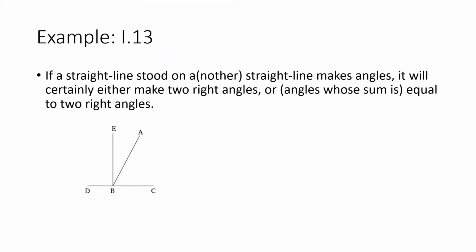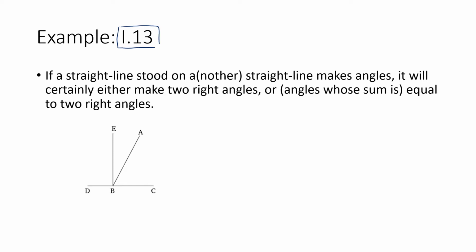Okay, we have talked about definitions, postulates, common notions and propositions. So let's get to work. I want to show some examples of how we use this information to prove theorems. Here, the first example is I.13, which means the first volume of Euclid's Elements, and this is proposition 13.